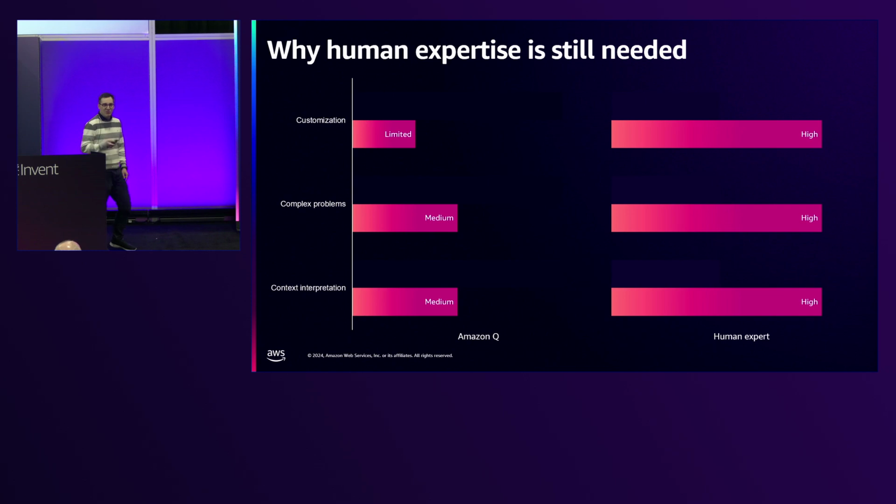Now, why is human expertise still needed? Customization. There's a lack of customization in Amazon Q. Also, complex problems. It does check your previous questions and gets your context, but it's hard for it to understand complex problems, as well as context interpretation. If you're not leveraging prompt engineering, then you might get an answer from a different agent, and a wrong answer. So if you're a cost expert, don't worry, you won't lose your job.